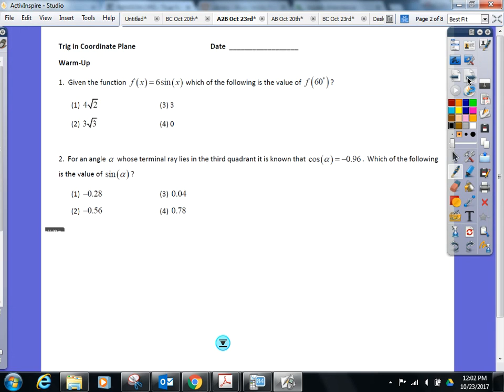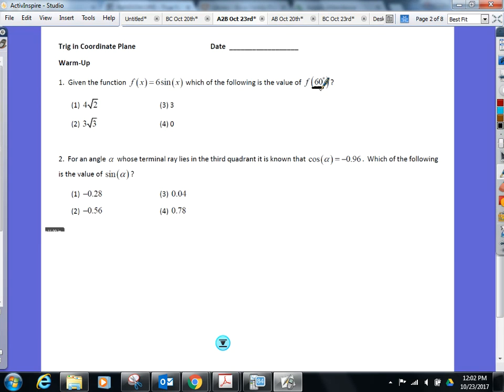Okay, Emily, ready? I'm given this equation, 6 sine x. Find the value of f of 60. So this is telling me, where should I plug the 60 in for? Where's the 60 get plugged in? There's the equation, f of 60. So where do I plug the 60 in for? Okay, can you rewrite it now with the 60 plugged in? So this is going to equal 6. There you go. Thank you.